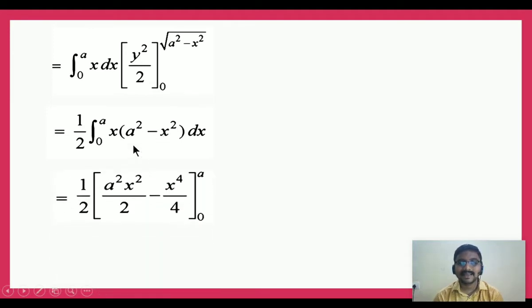Now integration: a square is constant, the x integration is x square by 2, and the x cube integration is x power 4 by 4. Limits are 0 to a. Substituting the upper limit a and then the lower limit 0, we get a square into a square, which is a power 4 by 2, minus a power 4 by 4, and substituting the lower limit 0, we get 0. So that is a power 4 by 2 minus a power 4 by 4. Taking the LCM as 4 and multiplying with half, we get a power 4 by 8. It is the required result.